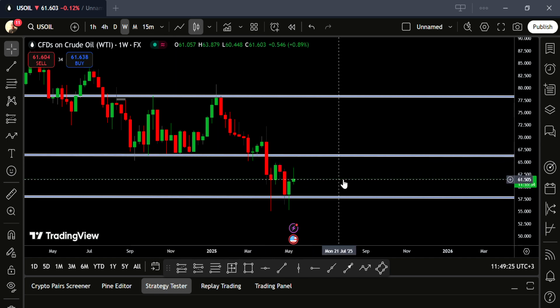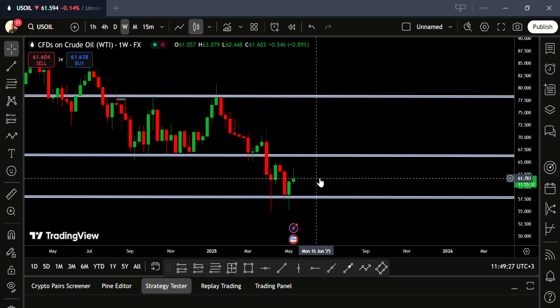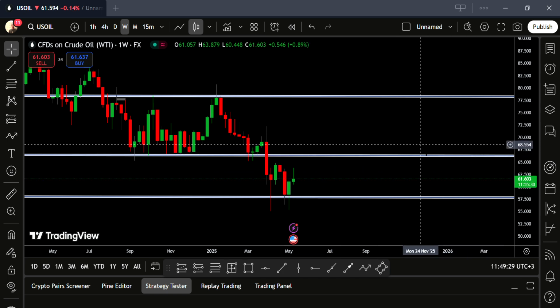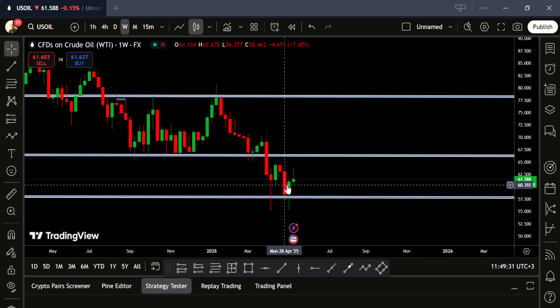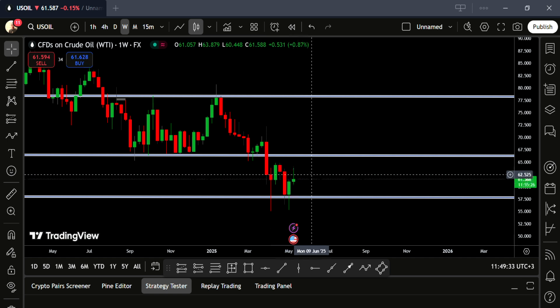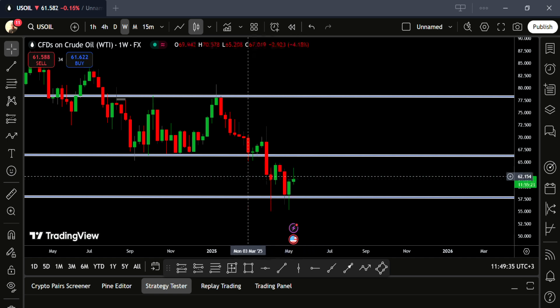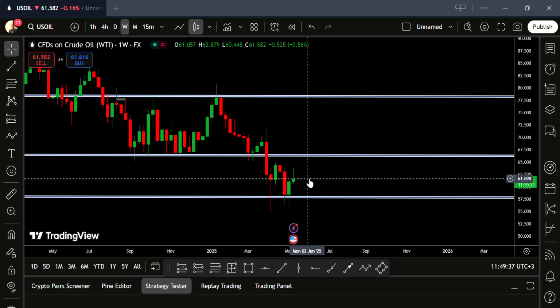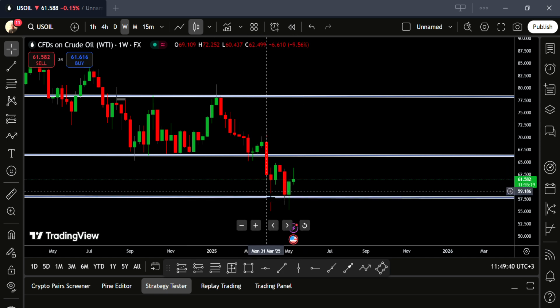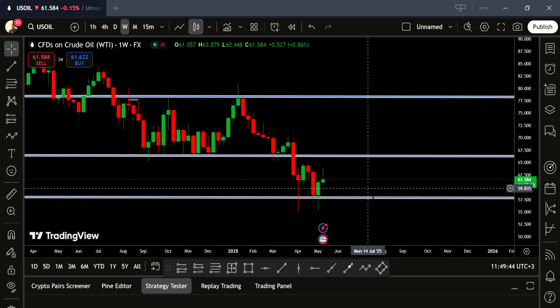So it simply means when you want a storyline on the weekly, you wait on the monthly rejection. When you want a storyline on the daily, you wait for a weekly rejection. When you want a storyline on the 4-hour, you wait for a daily rejection. When you want a storyline on the 1 hour, you wait for a 4-hour rejection. Simple. This strategy is fractal. It works across all time frames.